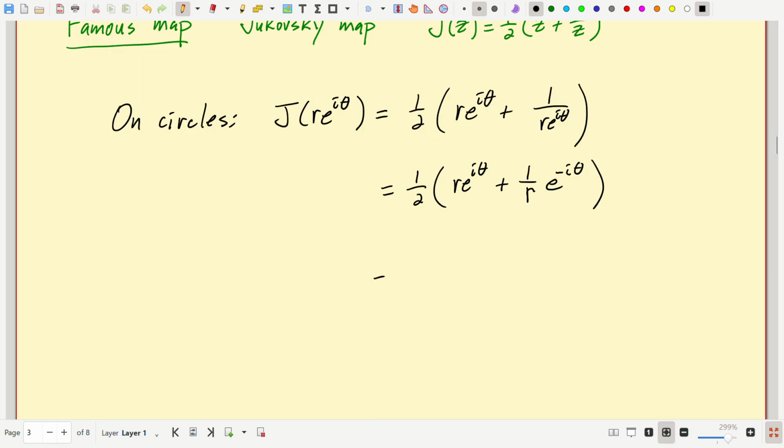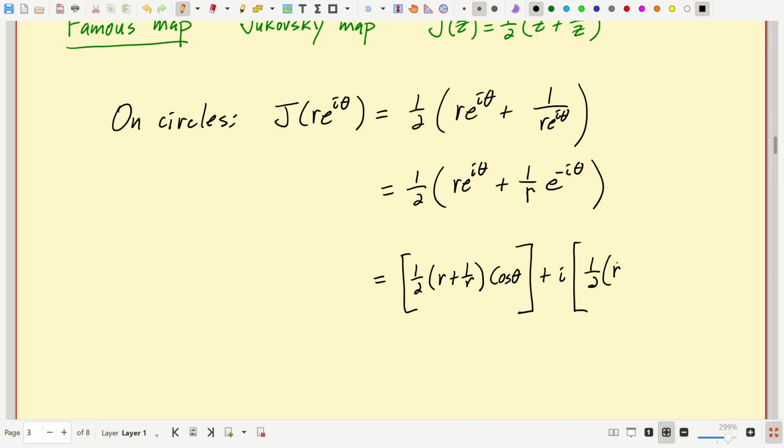And that is equal to, let's see, I want a real part here. That would be 1/2 times r plus 1 over r, times cosine theta. Both those, e to the i theta is cosine theta plus i sine theta. And e to the minus i theta, well, that'd be cosine of minus theta, but that's also cosine theta. So there'd be a cosine theta here. That would be the real part. And then we get an imaginary part, which is 1/2 r sine theta would be the first one.